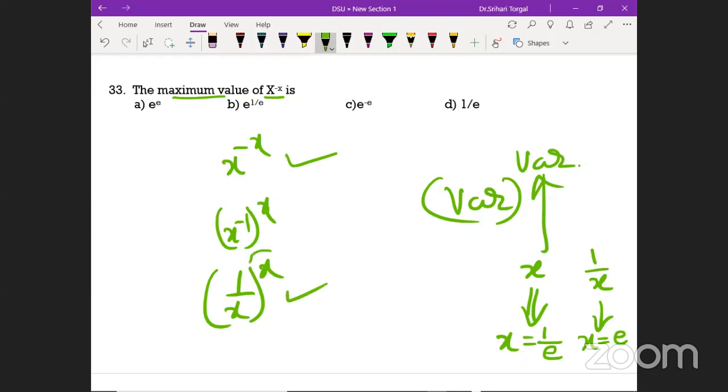Now tell me, you have the numerator as what? X. To get the maximum value, you need to substitute 1 by e. And for logarithm, it is e. Remember, for logarithm, it is e. For variable power variable, it is 1 by e. Put x equal to 1 by e. Yeah. Now tell me, what is the answer? 1 by e whole power minus 1 by e. If you take this negative sign inside, this will become e power 1 by e. Answer. Option B is the answer.